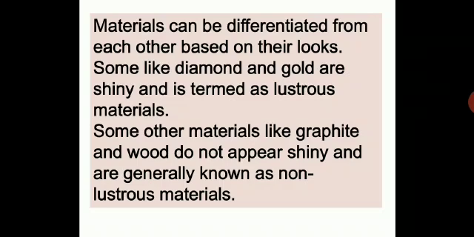Materials can be differentiated from each other based on their looks. Some like diamond and gold are shiny and are termed as lustrous materials because they appear shiny, gold and diamond. Some other materials like graphite and wood do not appear shiny and are generally known as non-lustrous materials. So they don't appear shiny to us, that's why they are termed as non-lustrous. So the appearance shiny and non-shiny give you the appearance of lustrous and non-lustrous. You have to take this down in your notebook, children.